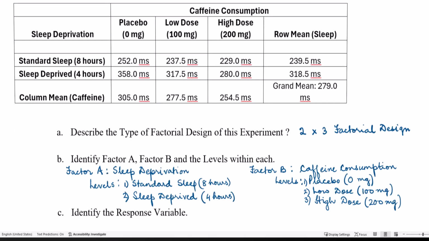So let's go through how I've written out the answer for B. I have factor A, which is sleep deprivation, and then the levels within factor A are standard sleep for 8 hours and then sleep deprived state of 4 hours. And then for factor B, it was caffeine consumption, and there were 3 levels of it. The first was the placebo of 0 milligrams, then there was low dose 100 milligrams, and high dose was 200 milligrams. So that's all that it is. All right, you just have to identify the factors, the levels within each factors, and write them out.